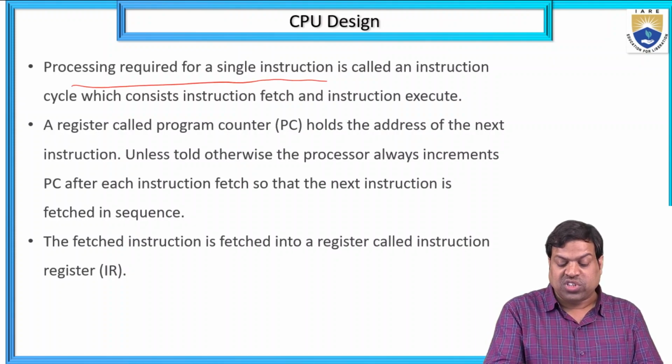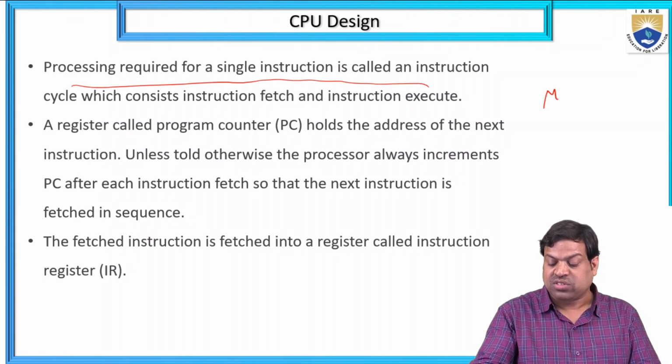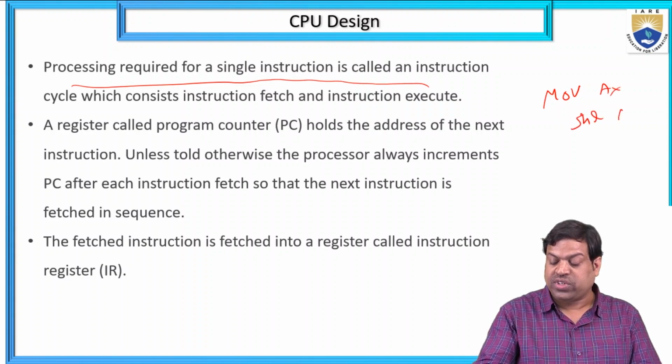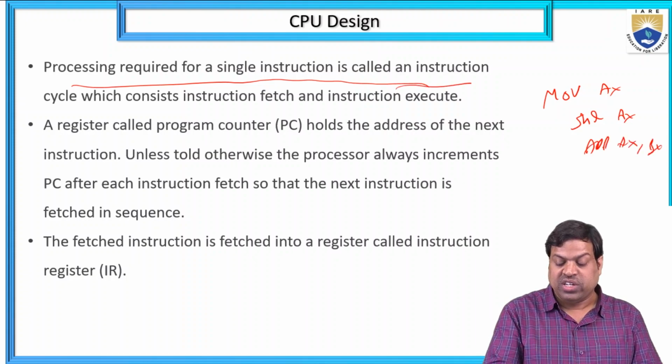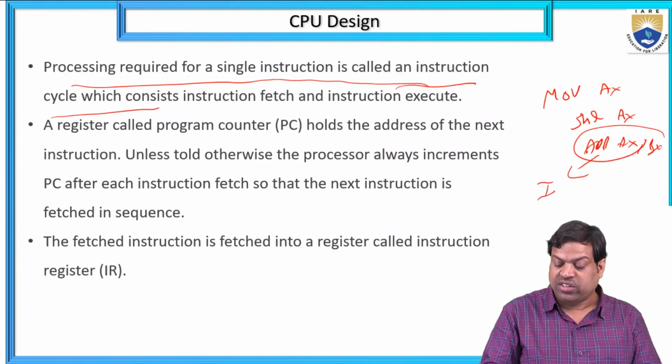So, the processing required for a single instruction, like move AX, or shift left of AX, or add AX comma BX, any single instruction, one instruction only, is called an instruction cycle. So, these are called the instruction cycle.